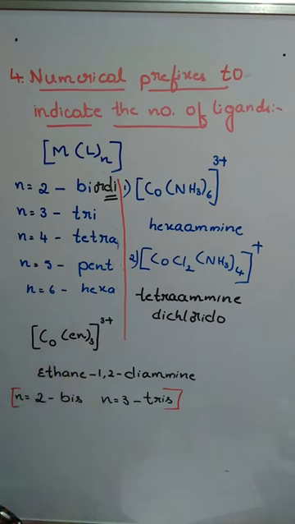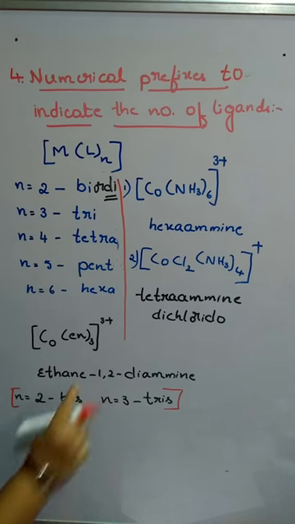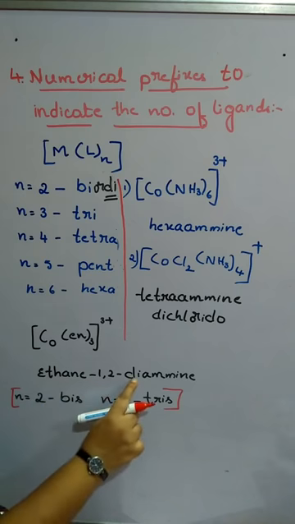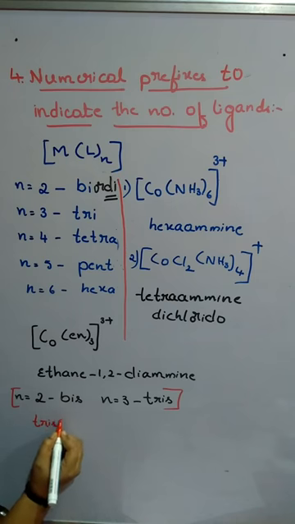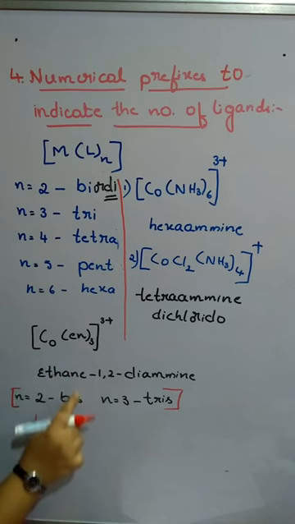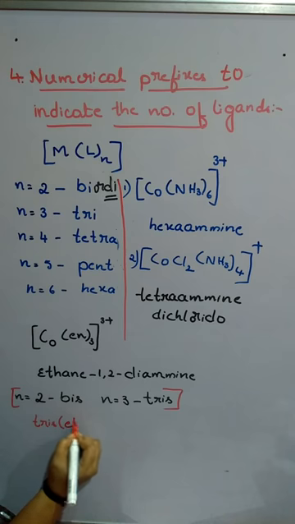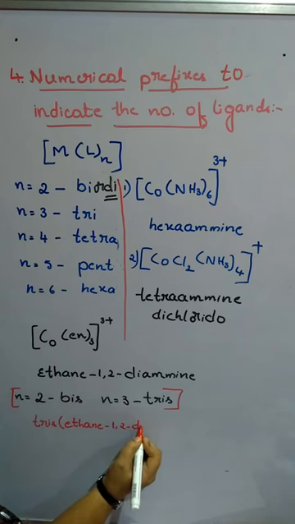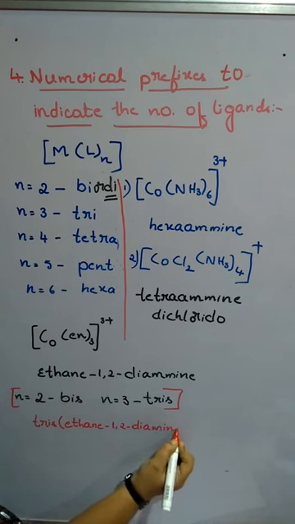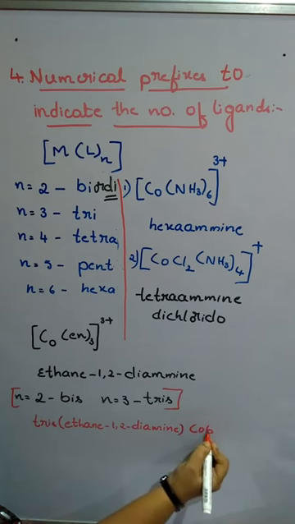The ligand name should come first, followed by the central metal atom or ion. So we have 3 here. In the name itself "di" is there, so this 3 has to be mentioned as tris. The ligand name will be written inside the bracket. The name of the ligand is ethane-1,2-diamine, then cobalt.